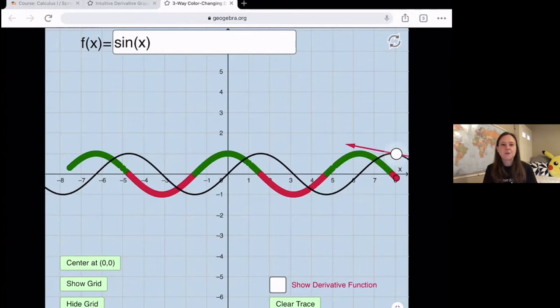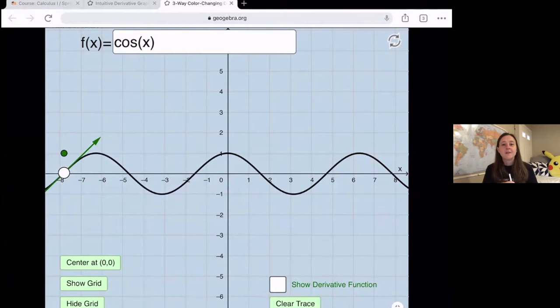Notice that this graph starts off at a y-coordinate of 1 on the y-axis. That was kind of a hallmark of our cosine function. And it turns out that the derivative of sine is the cosine function if we show the derivative. All right, so starting over with cosine, we're going to see maybe the derivative of cosine is equal to sine. Let's just see if that works out.